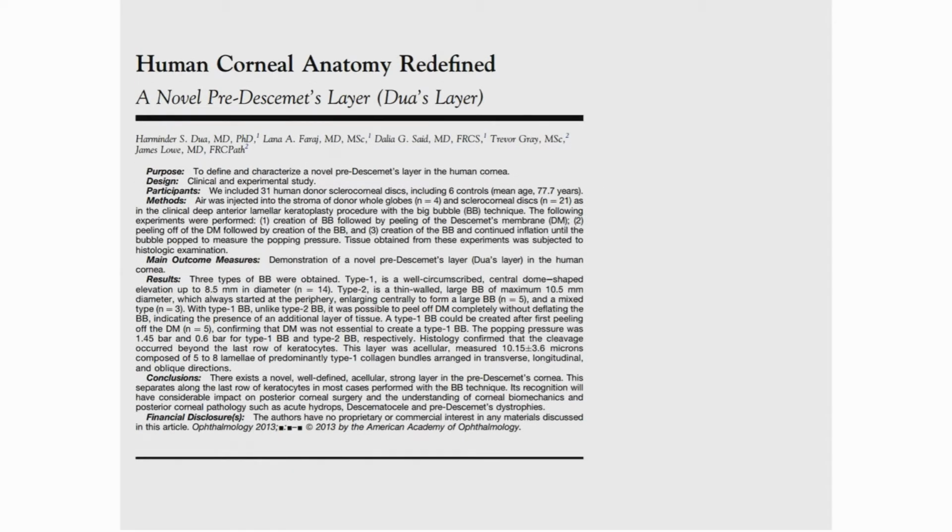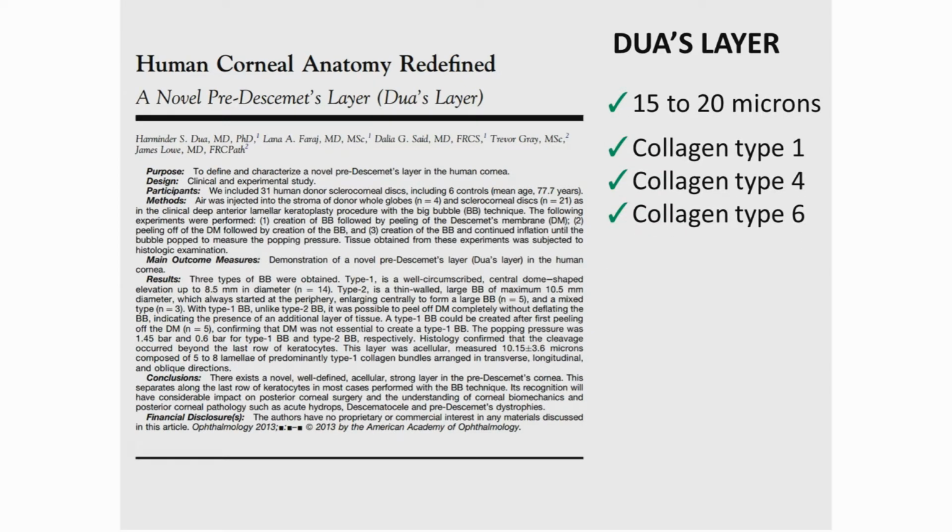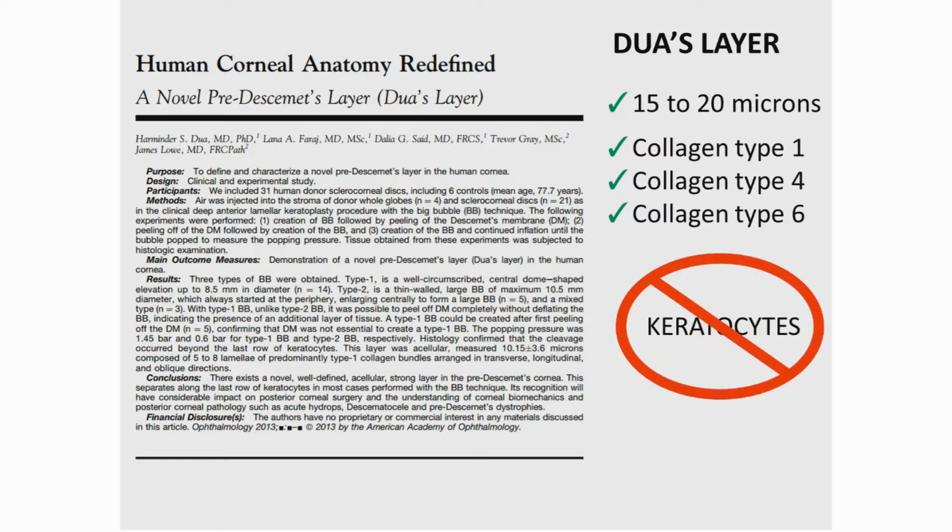Dr. Dua described the layer in 2013 and stated that this 15 to 20 microns layer contains mainly collagen type 1, 4 and 6, which are more present in this layer than the rest of the corneal stroma. Also, this layer lacks keratocytes. The absence of CD34, which is a keratocyte cellular marker, confirms it.